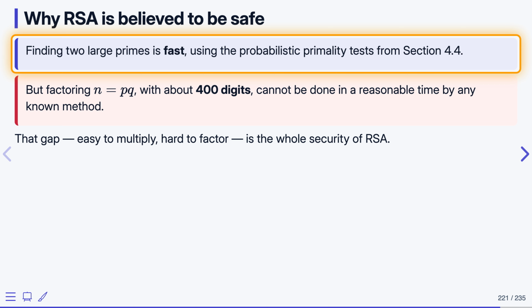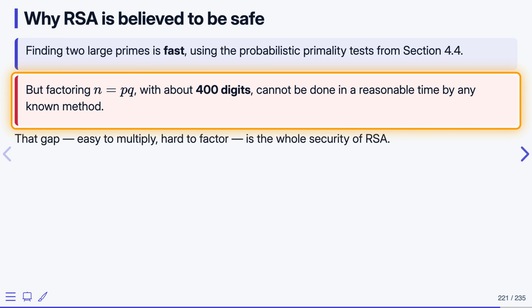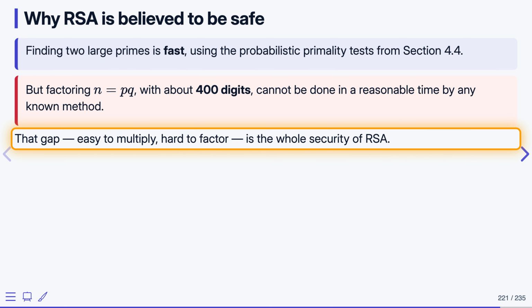Why is this safe? It rests on one gap. Going forward is easy. Finding two big primes is fast, using the probability tests we met earlier, and multiplying them together is instant. Going backward is hard. Take n with its 400 digits, and try to split it back into p and q. Nobody knows how to do that in any reasonable time. Not with today's methods, and not with today's machines. So the same number is cheap to build and, as far as we know, hopeless to take apart. That gap is the whole security of RSA.